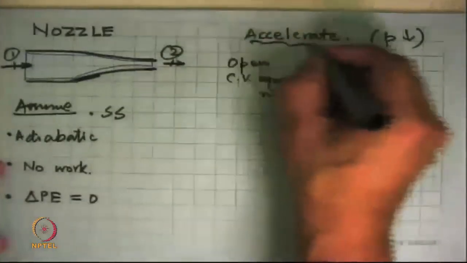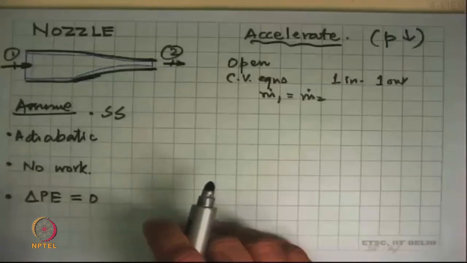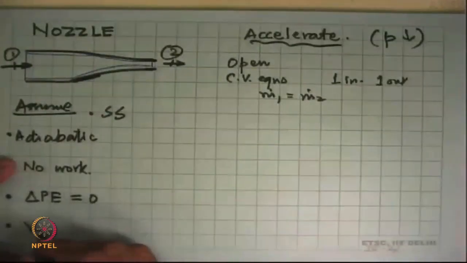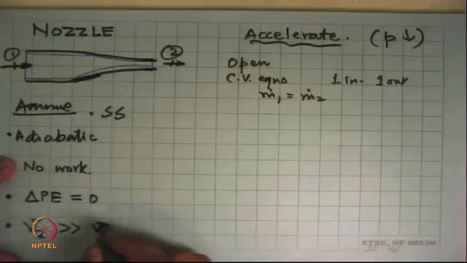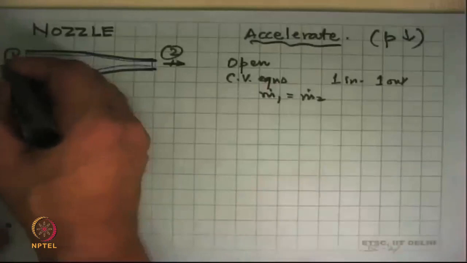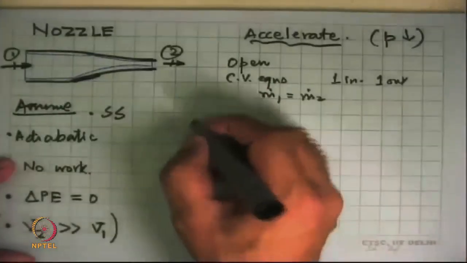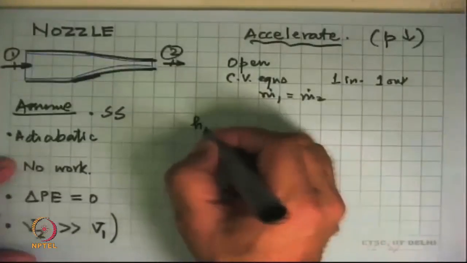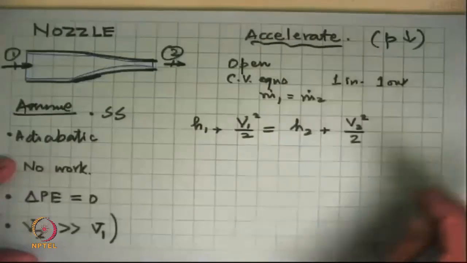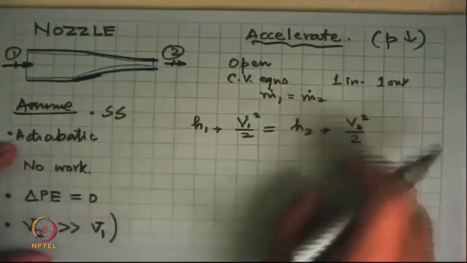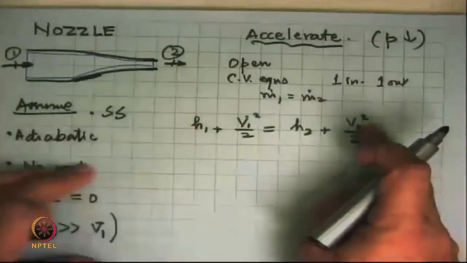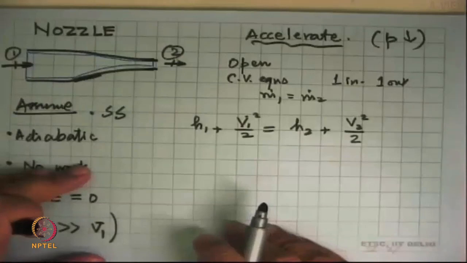But because this is a device that accelerates a fluid, there is no way we can assume that kinetic energy changes are small. So in this case, what is clear is that V2, the outlet velocity, is greater than the inlet velocity, V1. If one of these values is given, say V1 is given, then we don't need to make this assumption. If we solve the energy equation and simplify it, we get H1 plus V1 squared by 2 is equal to H2 plus V2 squared by 2. If V1 is given and states 1 and 2 are known, then H1 and H2 are known, and we can calculate V2. So that's the analysis of a nozzle.